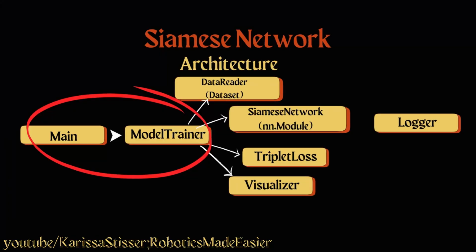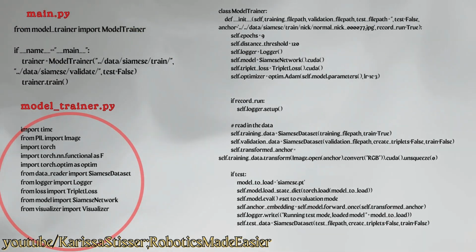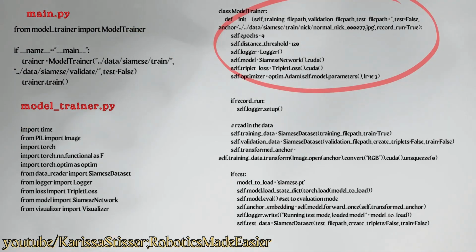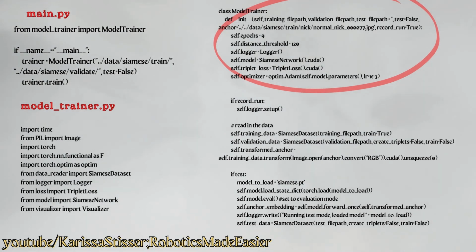Now, let's dive into the code. Let's start with the main and model trainer. In the main, we import the model trainer, create a model trainer class, and call the train function. In the model trainer, we import the necessary libraries, define the class and constructor where we take in the file paths for train, validate, test data and the anchor image, define if we're in test mode, and state if we want to record the run through logging.